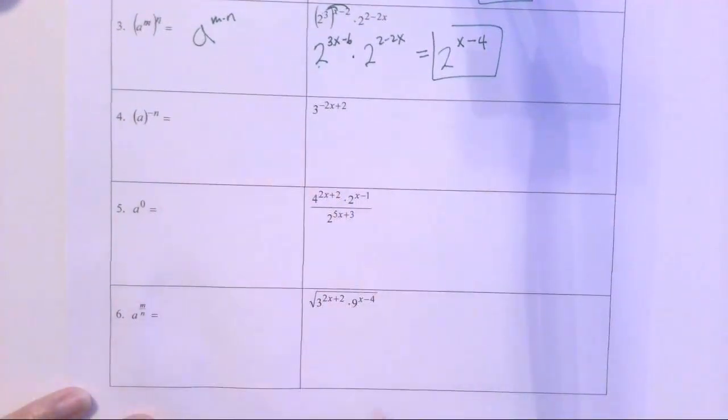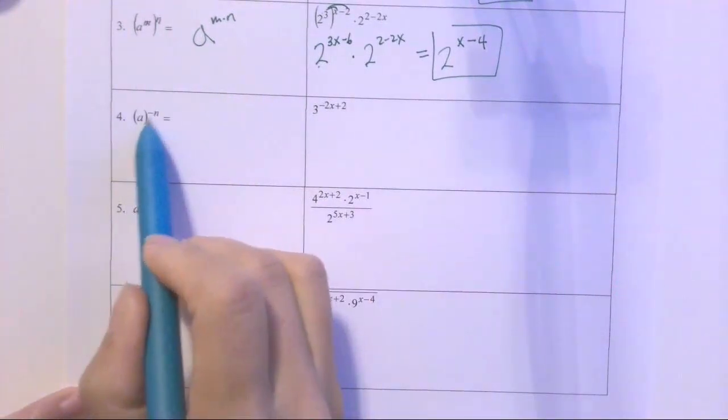All right, now let's go. I told you 4, 5, 6 can be a little tricky, but not really. Now, what are you going to do when you have a negative exponent?